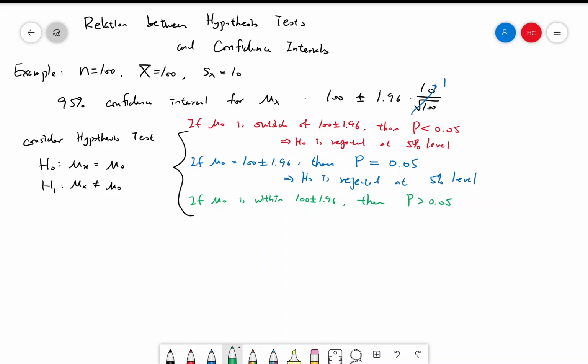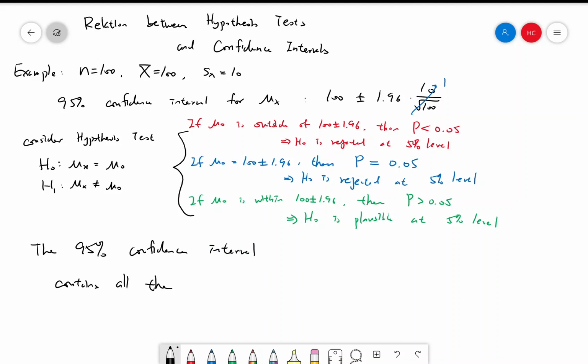But if mu naught is between the 2 endpoints of the confidence interval, then H naught is not rejected. So we say H naught is plausible at 5% level. So in some sense, the 95% confidence interval contains all the plausible values of the population mean at the 5% level. Okay, so that's how the 95% confidence interval corresponds to hypothesis testing at 5% level.